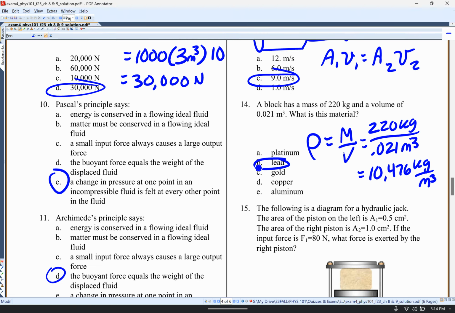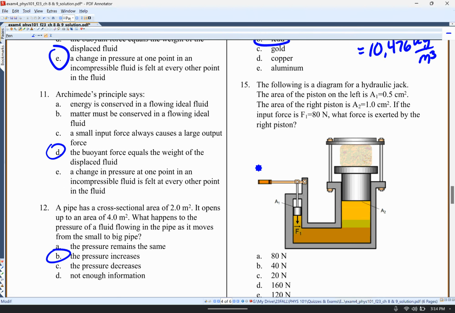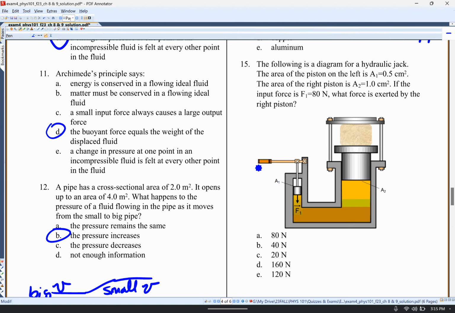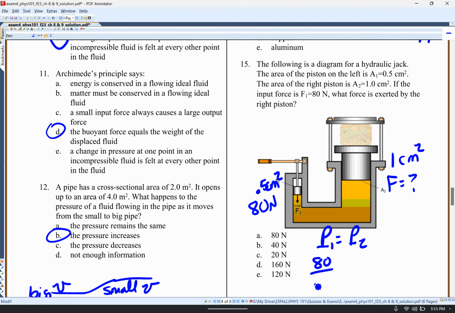Here, this is a hydraulic press. On this side, I have an area of 0.5 square meters, or square centimeters, it doesn't matter really. Over here, I have an area of 1 square centimeter. So my area is getting bigger. On this side, I put in a force of 80 newtons, and I want to know what is the force over here. What I do know is that the pressure on both sides is the same. That's 80 over 0.5 is going to be equal to F on the right-hand side divided by 1. So that's 160 newtons for number 15.